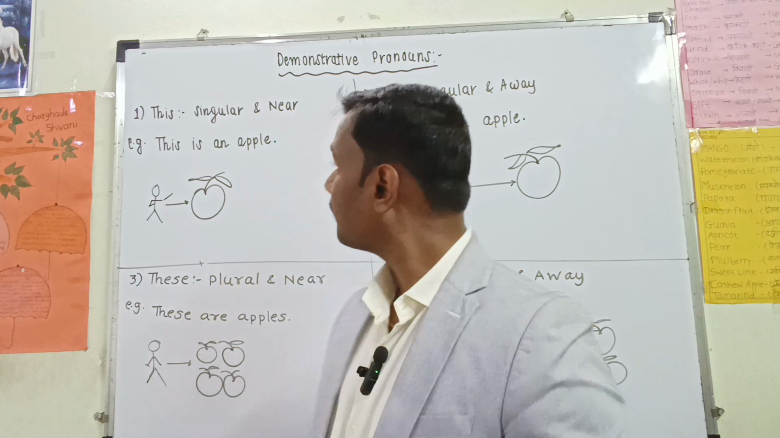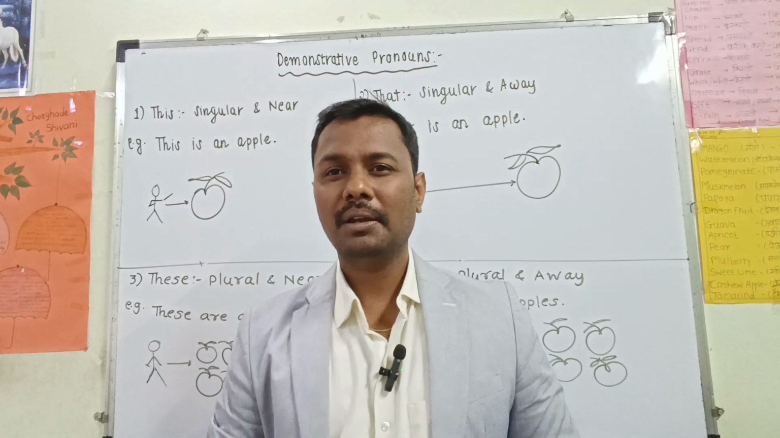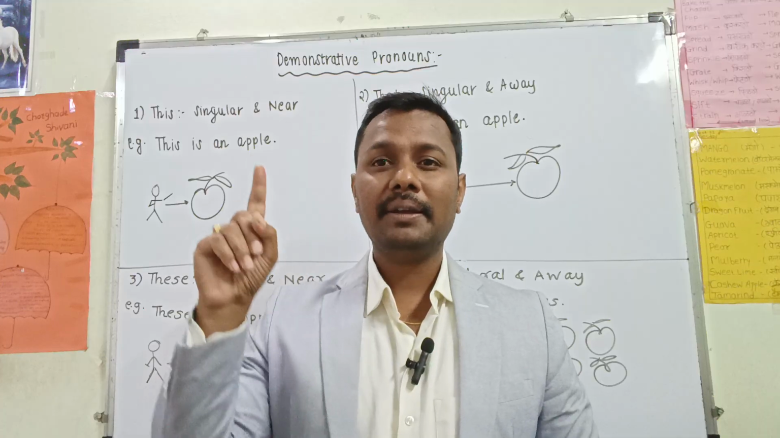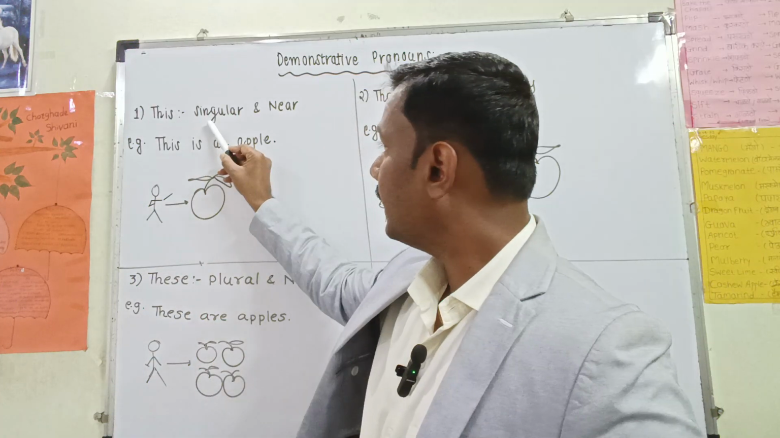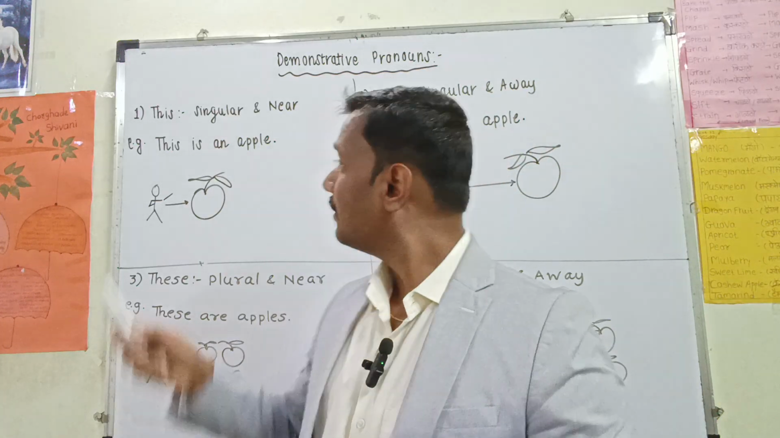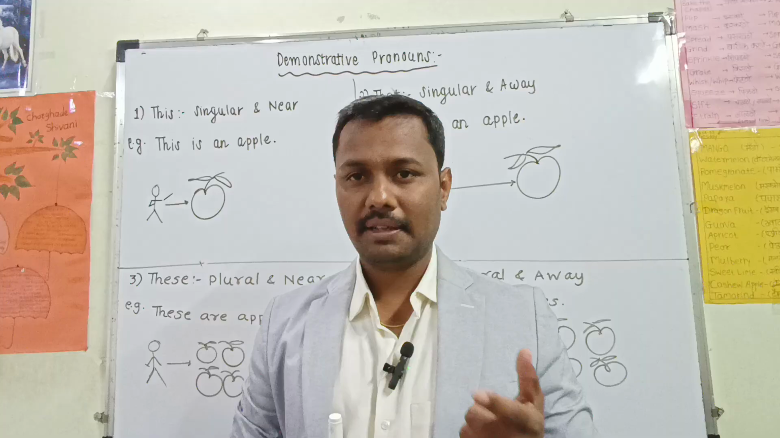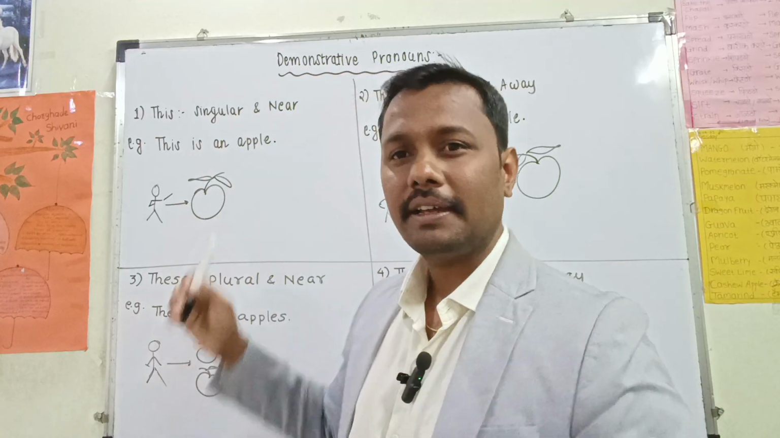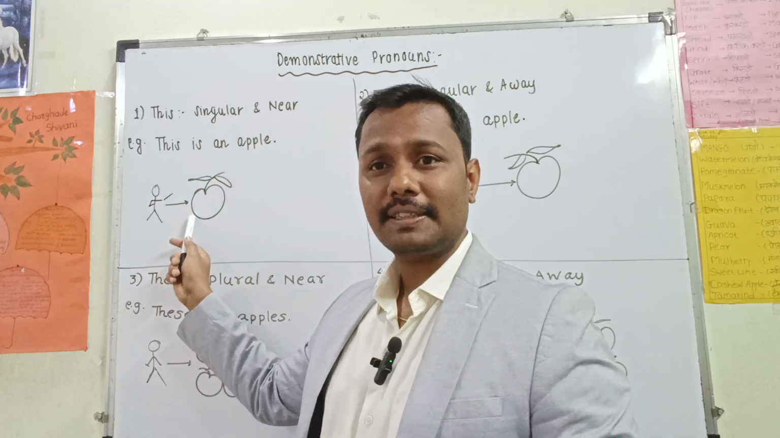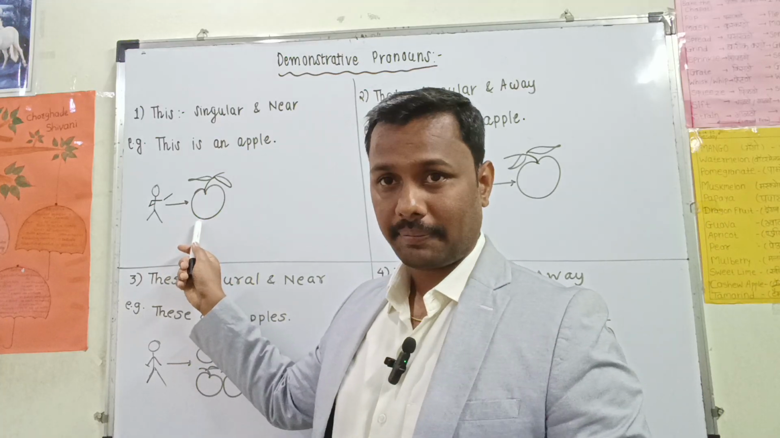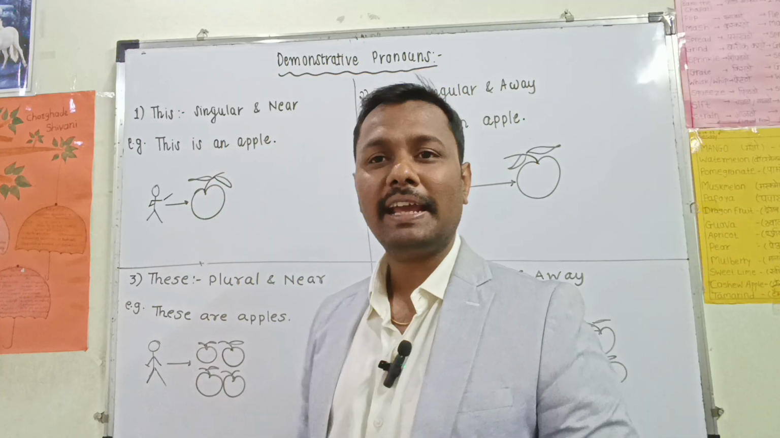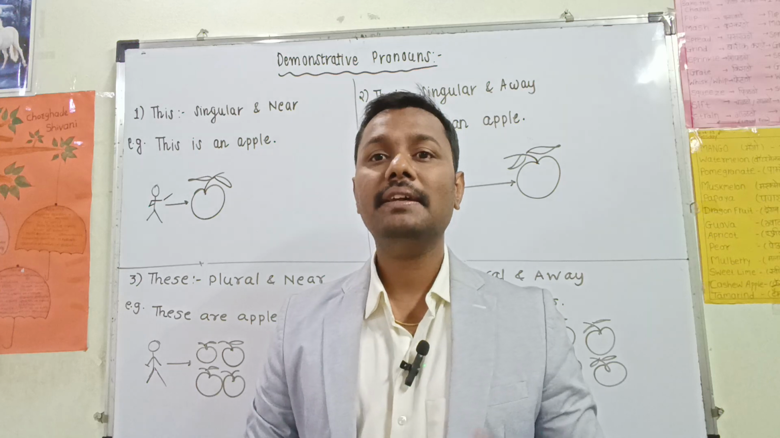So here is the first one. This, which is used for one, near and visible. So something that is like singular, near and visible, for that we can use this pronoun. So here you can see here is an apple and a person. The distance is very less. Nearby. Yes, we say near. So this is an apple, one, and near.